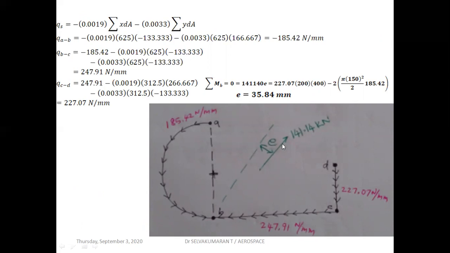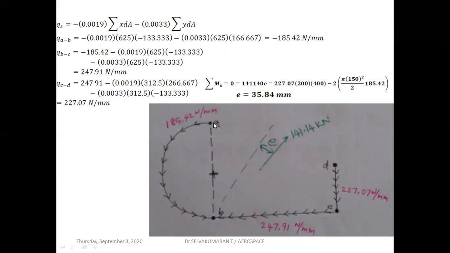Let us assume that the load is acting at a distance e from stringer B. Let us take moment with respect to stringer B: sigma M B is equal to 0. This 141.14 kilonewton, converted to Newton, into e is anti-clockwise, negative. When you take it to the other side of the equal sign, it becomes positive. Then the shear flow 227.07 multiplied by this length becomes shear force into perpendicular distance, which gives the moment. And the 185.42 q AB shear flow is anti-clockwise, so minus.